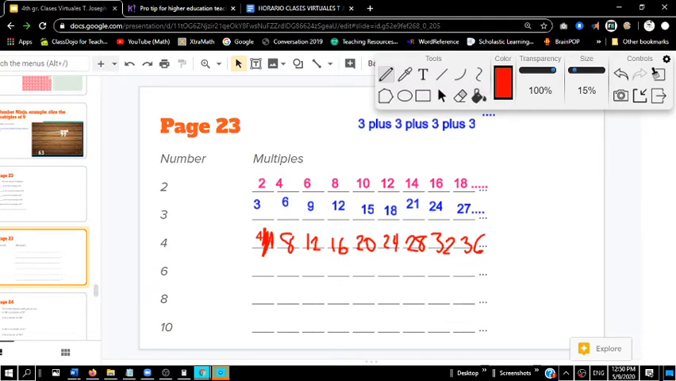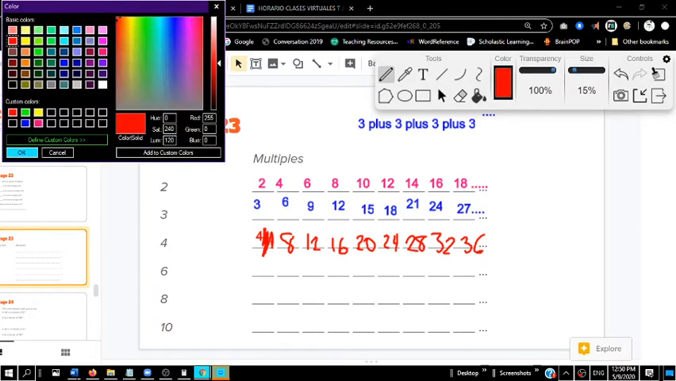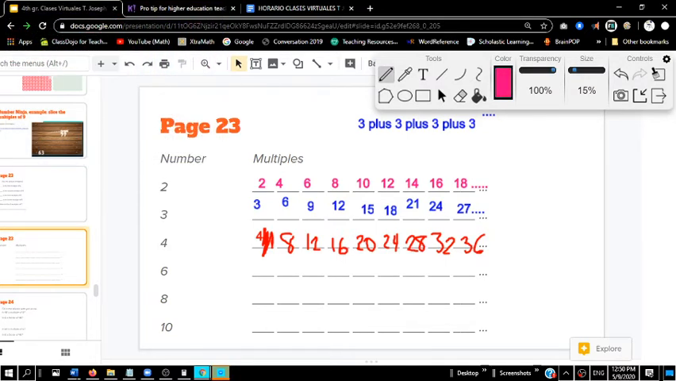Let's go with 6. What are the multiples of 6? First one, 6, 12, 18, 24, 30, 36. 6 times 7, 42. That's a 2. 6 times 8 is 48. And I don't think you have any more blanks on your paper.